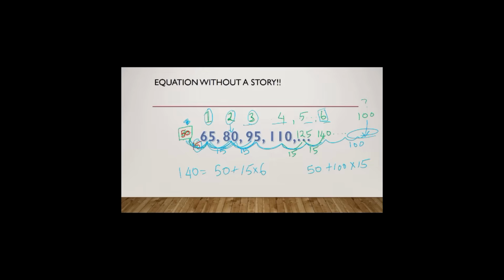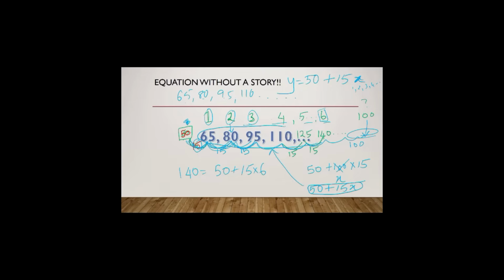So if I make this 100, 200, 300 as x, then I'm having 50 plus 15x. So this is the linear equation for this set of numbers. I can write it as a proper linear equation: y equals 50 plus 15x. That equation represents the numbers given, which are 65, 80, 95, 110 and so on. You can check this by substituting the values of x as 1, 2, 3, 4, etc., and then you'll get all these numbers one by one.